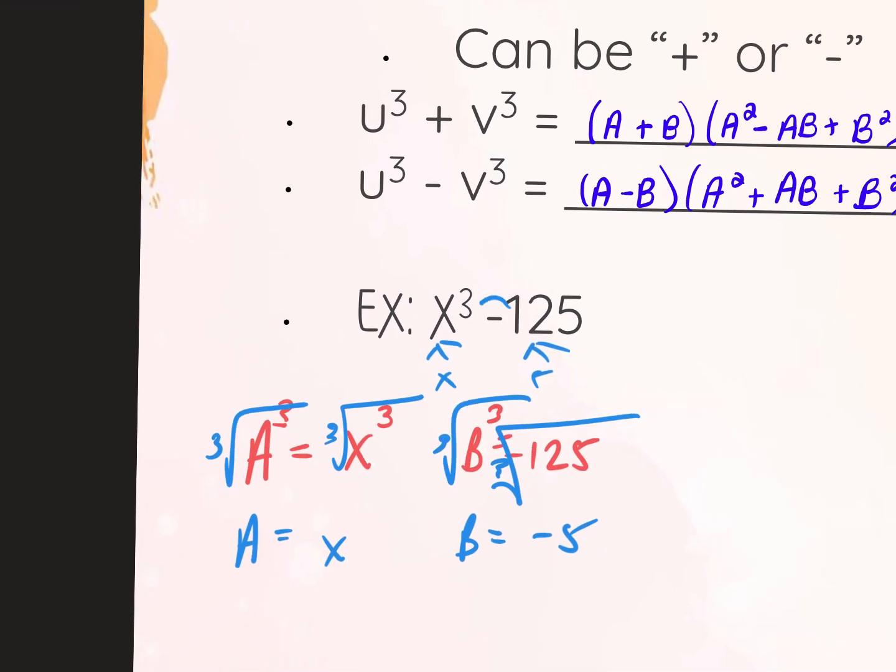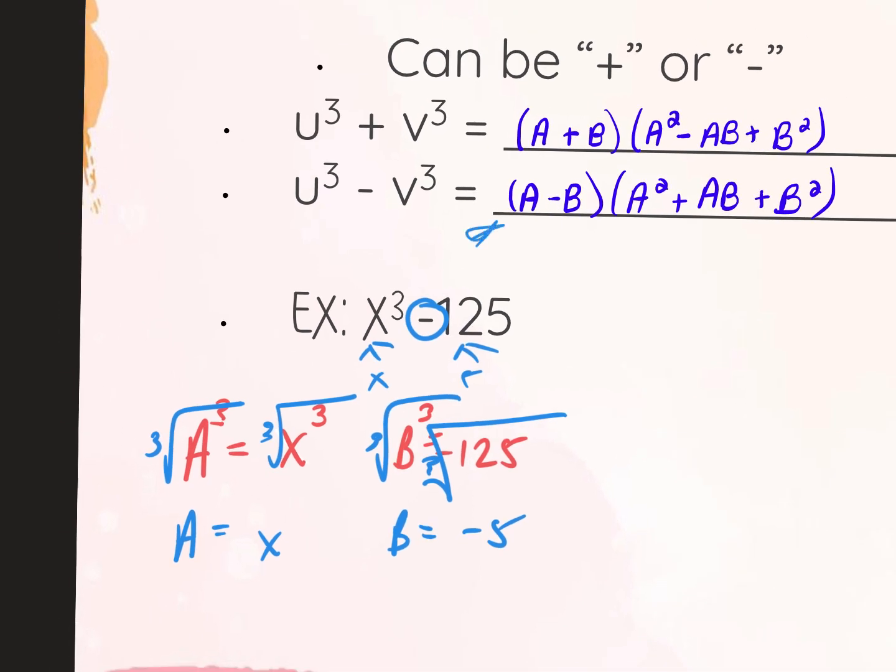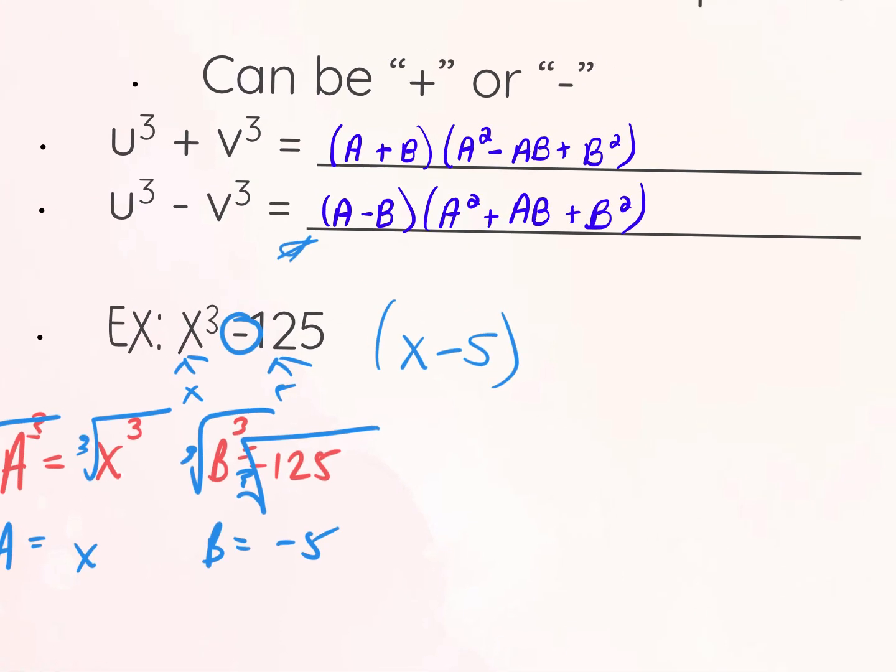So look at your sign in the middle. That's going to matter. What is your pattern? Which pattern are we going to use? We're going to use this one, yeah? So a minus b, well, x minus 5, correct? And then what does your trinomial look like? X squared, plus 5x, plus 25. Do you have to have this minus sign here when you're identifying what your a and b are? Yes or no? No, because you're going to use the pattern and you'll be able to figure it out.